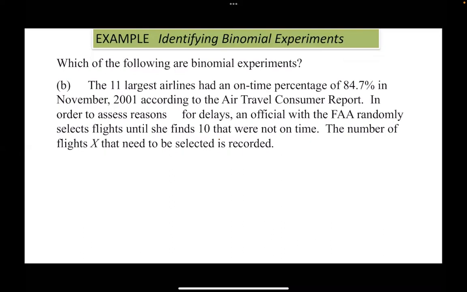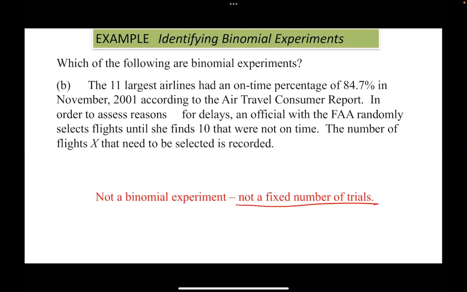The 11 largest airlines had an on-time percentage of 84.7 in November 2001. In order to assess reasons for delays, an official with the FAA randomly selects flights until she finds 10 that were not on time. The number of flights X that need to be selected is recorded. I don't know, the last sentence doesn't even make sense to me. Anyway, this is not a binomial experiment.